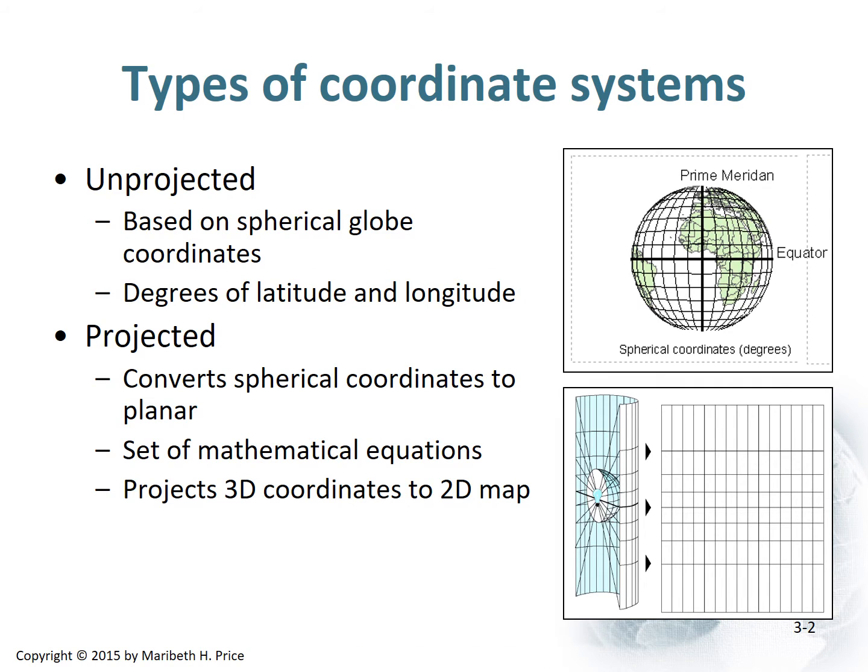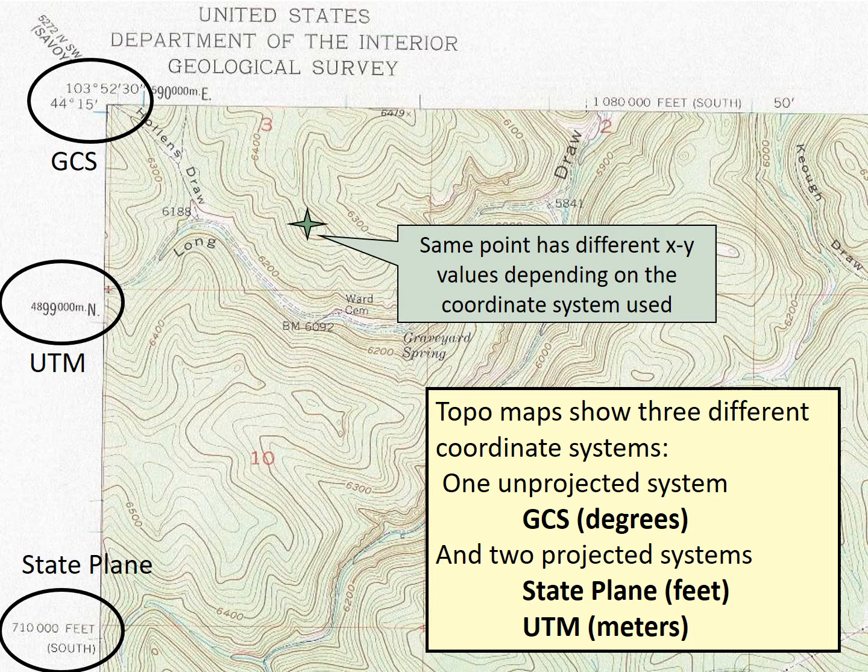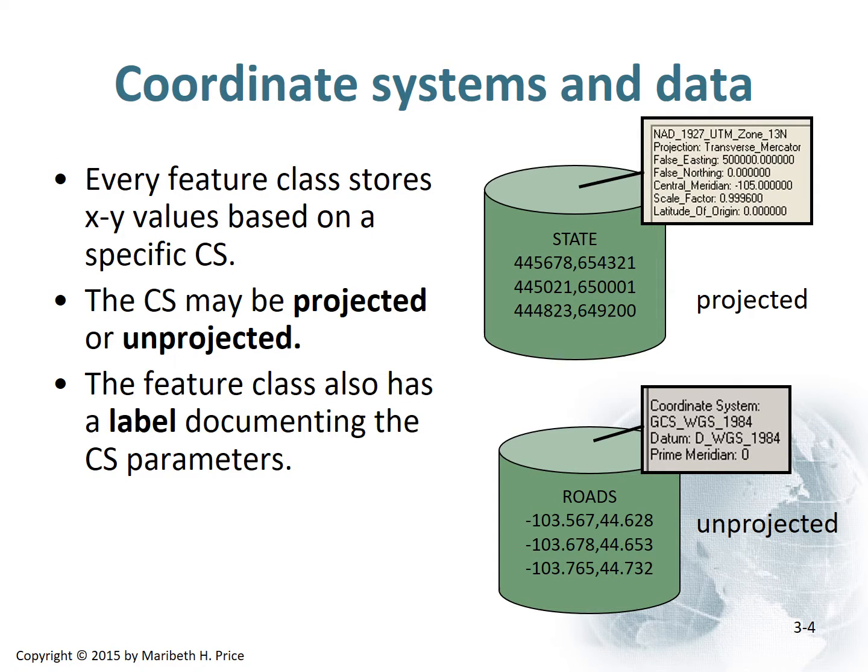So, what are the two types of coordinate systems, unprojected and projected? Know that on maps you can have multiple different coordinate systems at the same time, showing where things are located, particularly on older printed maps. Understand that in order for data to be spatial data, it has to have a coordinate system. It can be either projected or unprojected. Sometimes it's not labeled, but it always has a coordinate system.